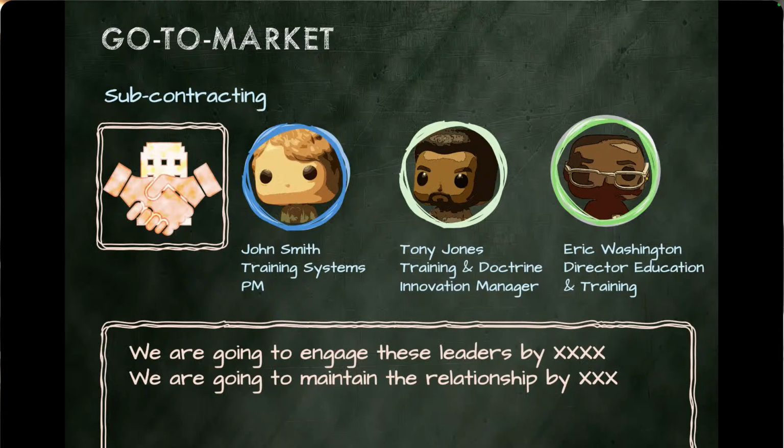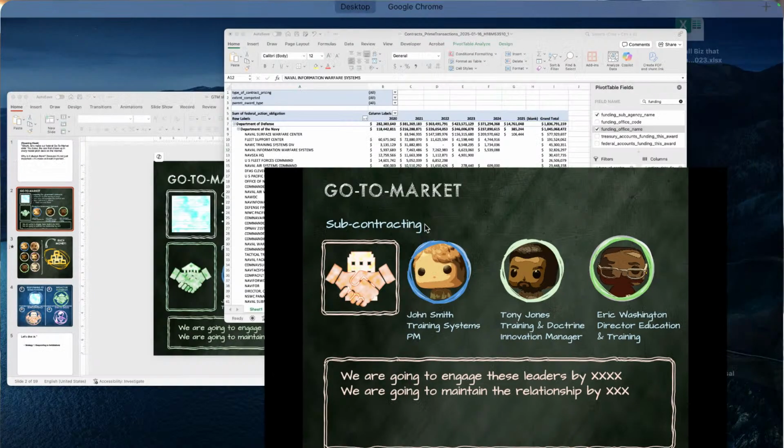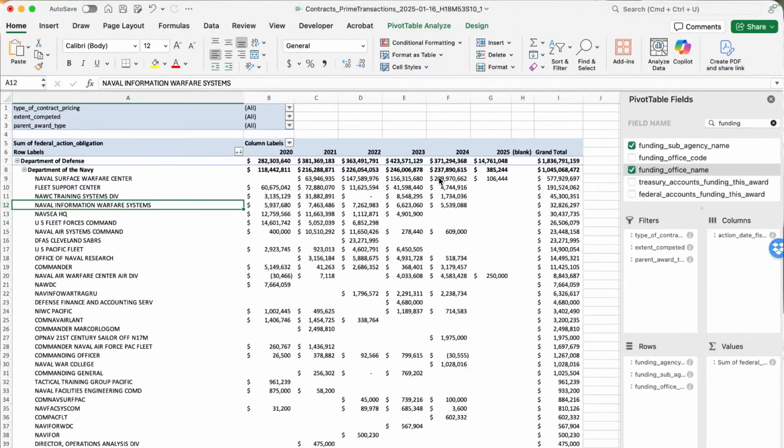Cool. All right. So a subcontracting part of your go-to-market slide would look very similar to the proactive engagement. It's who are the people at the primes that are in charge of your programs. So as we can see, here are the people at that prime, and the way that we get that information, or at least help us get toward that information, is by coming here.